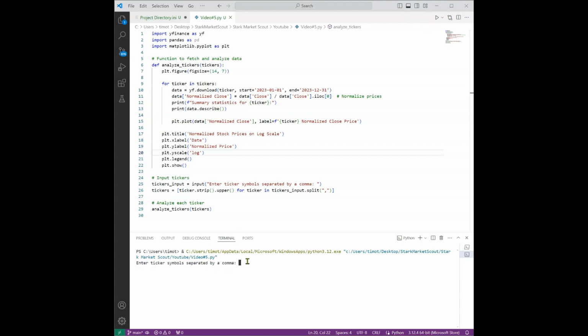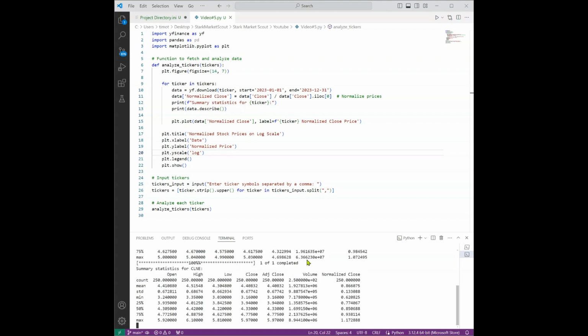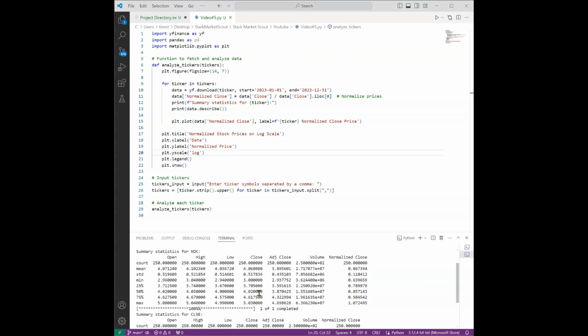So here we're going to be prompted. I'm going to use Nokia and CLNE. So we are going to see a graph show up of the normalized stock prices on a log scale. And then below, we are going to see the individual stock price information.